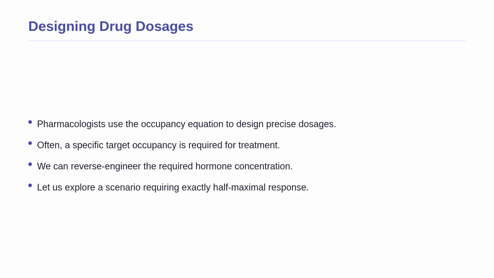Having seen how to calculate occupancy from a known concentration, we can now look at how pharmacologists use this in reverse. When designing drug dosages, a doctor often wants to achieve a very specific target occupancy to balance a patient's metabolic rate. By setting a target for Y, we can reverse engineer the equation to find the exact hormone concentration required in the blood. Let us explore a scenario involving a synthetic thyroid hormone, where the goal is to achieve exactly a 50%, or half maximal, receptor activation.